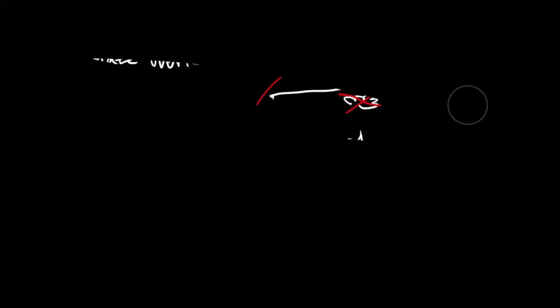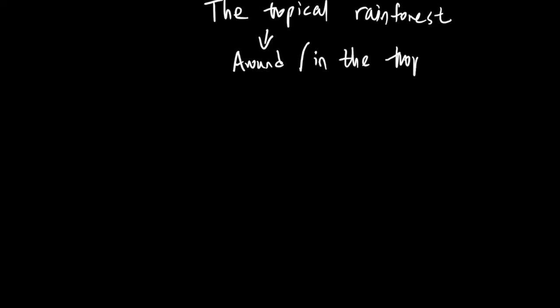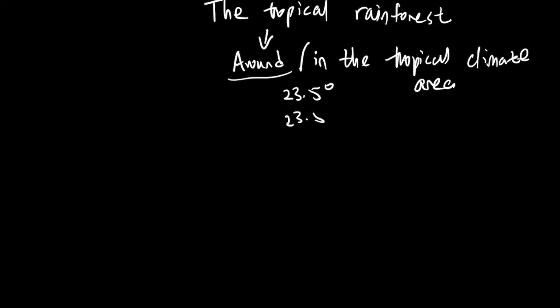Now let's get to the next topic: the tropical rainforest. This is located in the tropical climate area, which, as you said, can all be found between 23.5 north and 23.5 south.